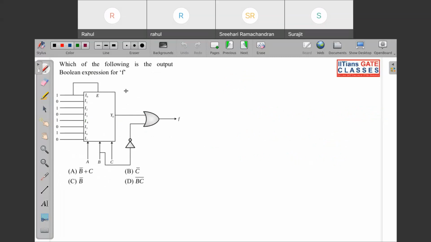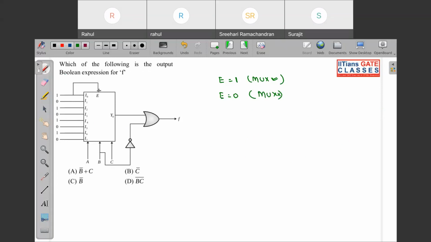See, directly, this E means enable. Whenever this enable input is here, this is a normal enable. So this whole mux will work when the enable input is 1, and if the enable input is 0, mux will not work. If this enable was 0, whatever input you had, output will always be 0. But here you can see it is always connected to 1.